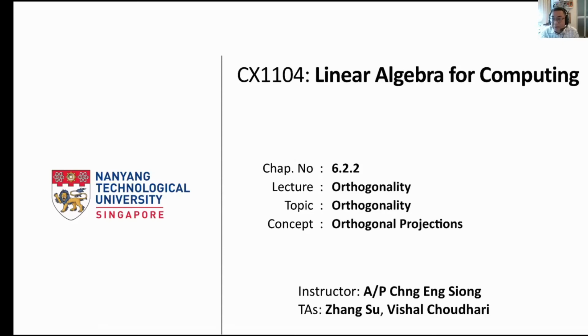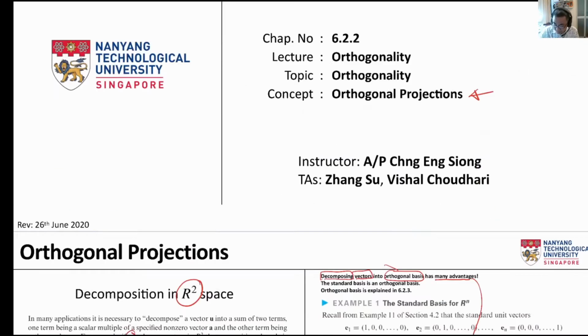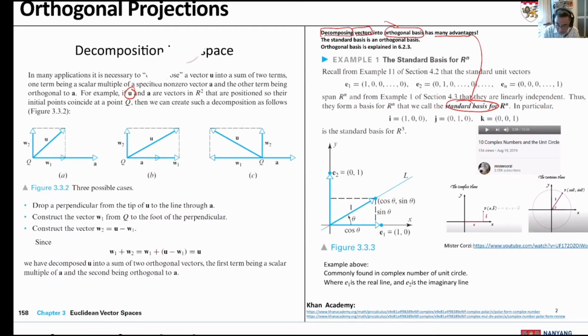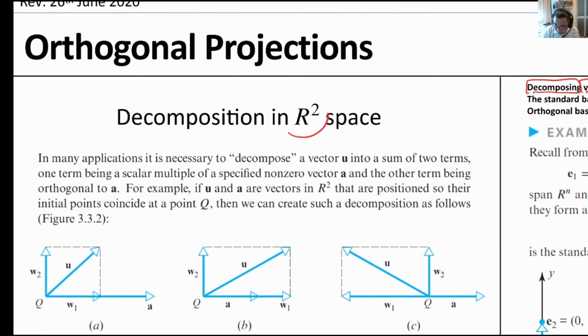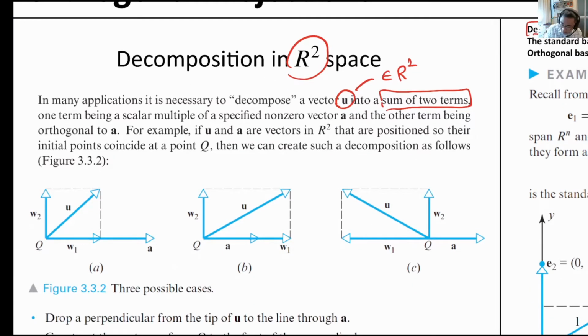In this subsection 6.2.2, we'll talk about orthogonal projections. We'll begin with an example in R2 space, where we have a vector u in R2, and we want to decompose it into two terms. We want to decompose u into one term along the vector A and one term along the vector that is orthogonal to A.